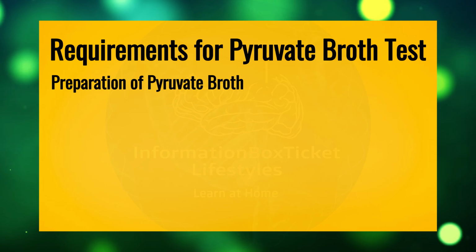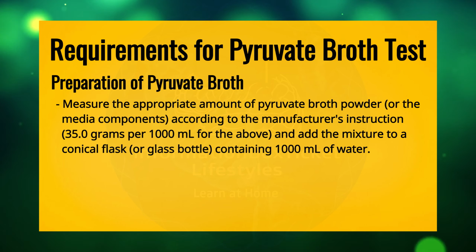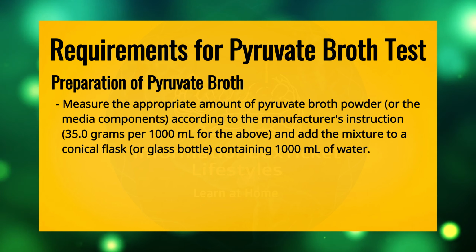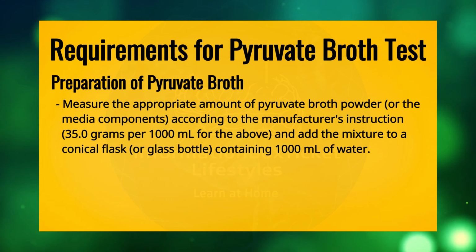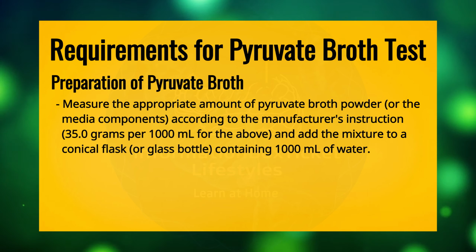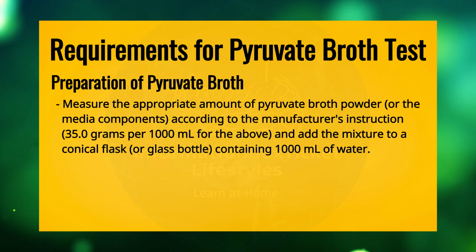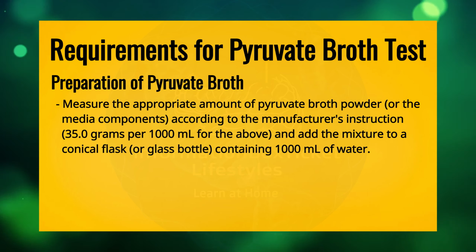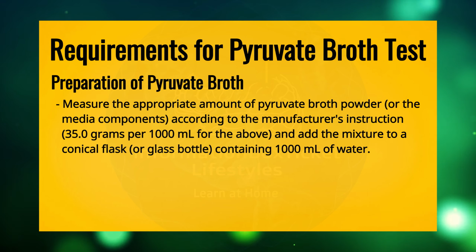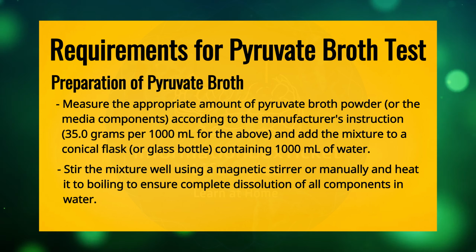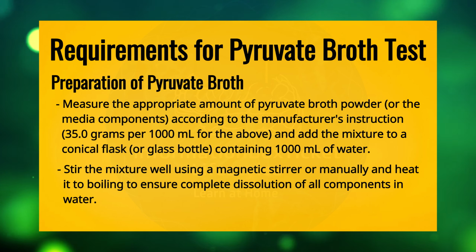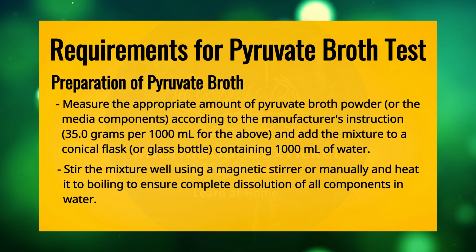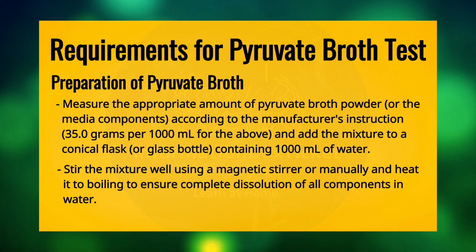Now preparation of pyruvate broth. Measure the appropriate amount of pyruvate broth powder, or the media components, according to the manufacturer's instruction, 35.0 grams per 1,000 ml for the above, and add the mixture to a conical flask, or glass bottle, containing 1,000 ml of water. Stir the mixture well using a magnetic stirrer or manually, and heat it to boiling to ensure complete dissolution of all components in water.